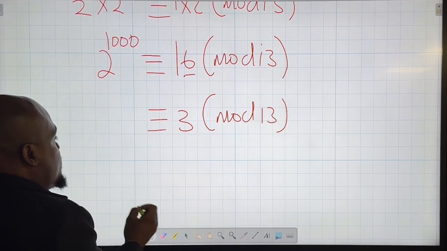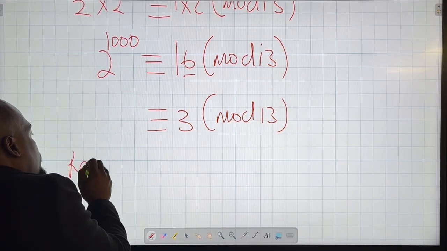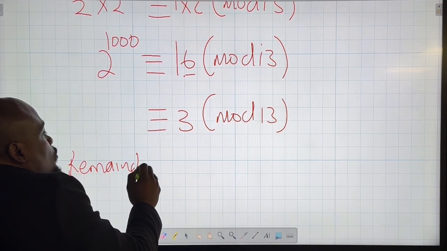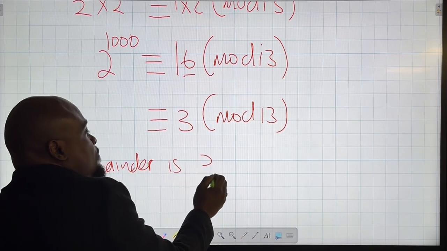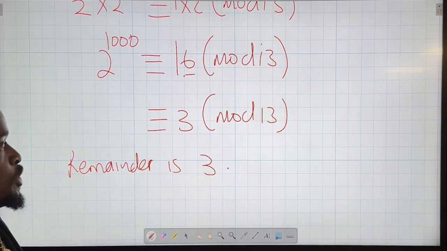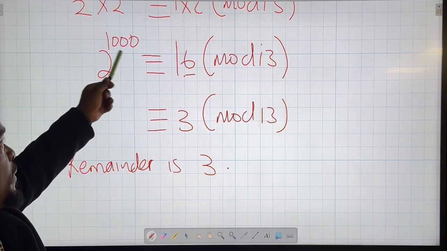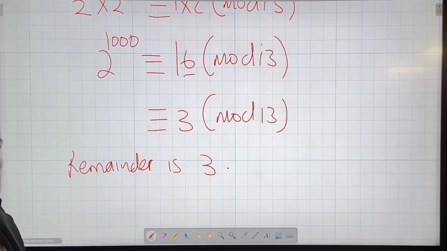So what does that tell us? That tells us that the remainder is 3. In short, when we divide 2 to the power of 1,000 by 13, the remainder is going to be 3.